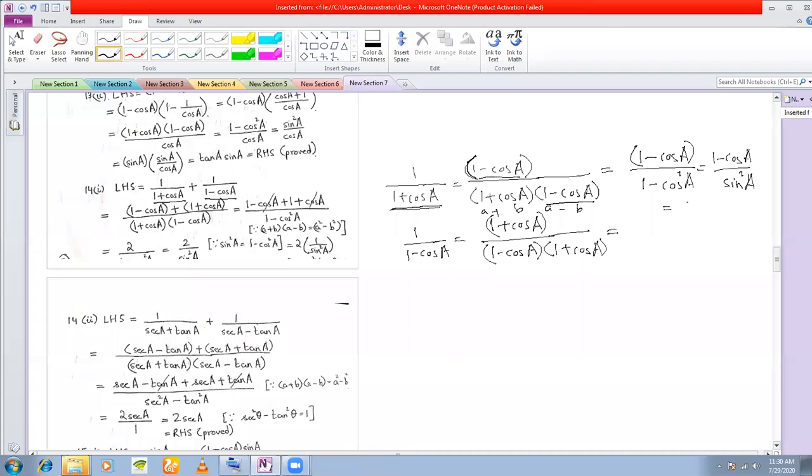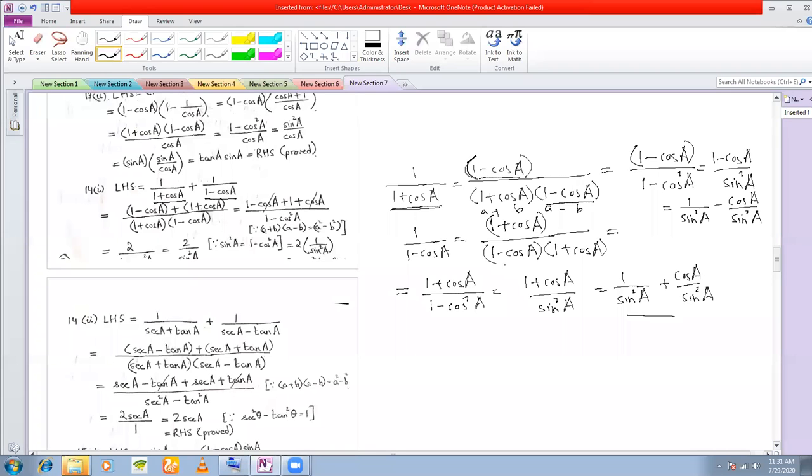And this now can be written as, if you separate, 1 by sine square A minus cos A by sine square A. Understood? Did you understand? Yes, sir. Similarly here, 1 plus cos A by 1 minus cos square A, which is again sine square A. So I can write this as 1 by sine square A plus cos A by sine square A. That is why I am always tempted to multiply.